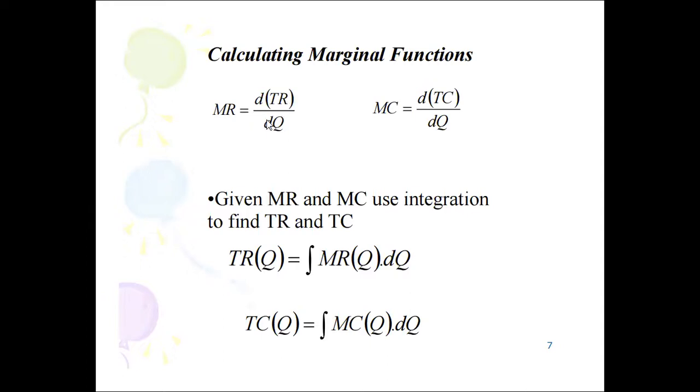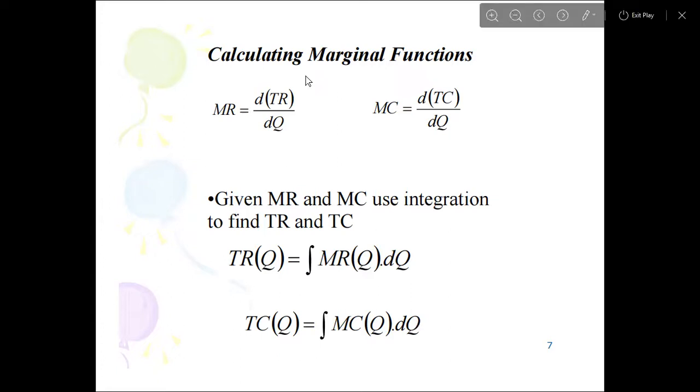Calculating marginal functions: you must know that marginal revenue and marginal cost are derivatives. Marginal revenue is the derivative of total revenue with respect to quantity, or number of units. Marginal cost is also the derivative of total cost with respect to quantity. Similarly, if you want to find the total revenue, you have to integrate marginal revenue with respect to quantity. Similarly, to find the total cost from the marginal cost, we have to integrate marginal cost with respect to Q. Q is the variable here, and Q is the number of units we have to produce.